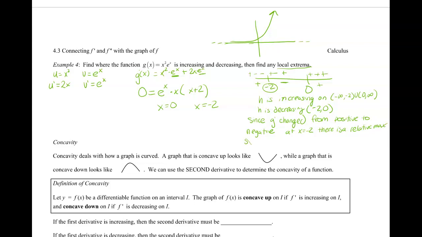Alright, and then since g prime changed from negative to positive at 0, there's a relative min.